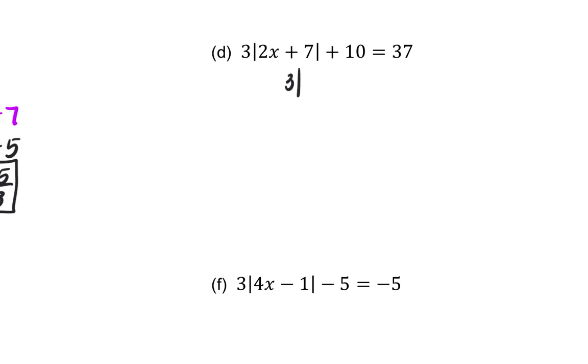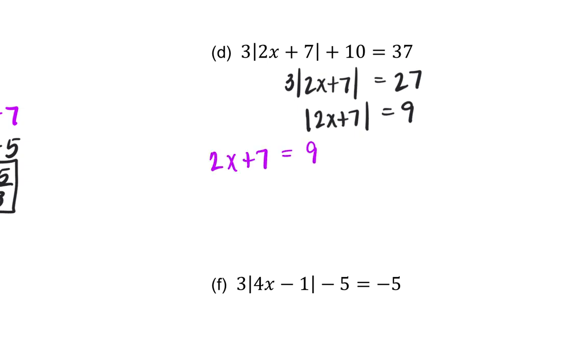So I've got 3 absolute value 2x plus 7 equals 27. Then you're going to divide by the 3. 2x plus 7 equals 9. Now I'm in the proper format. Now I do this or that. 2x plus 7 equals 9. And 2x plus 7 equals negative 9.